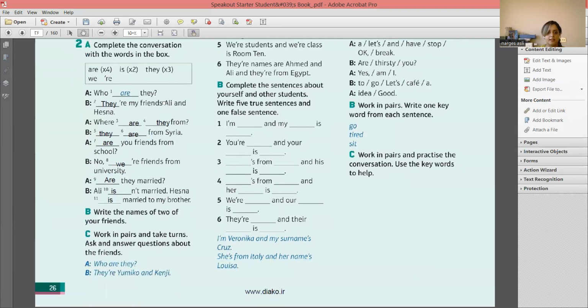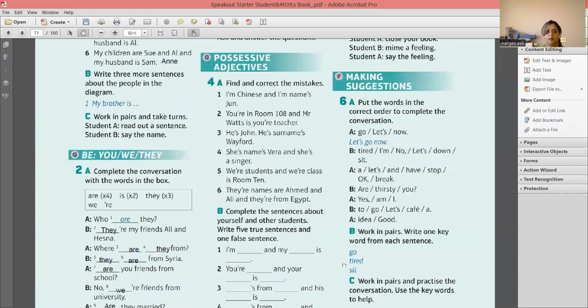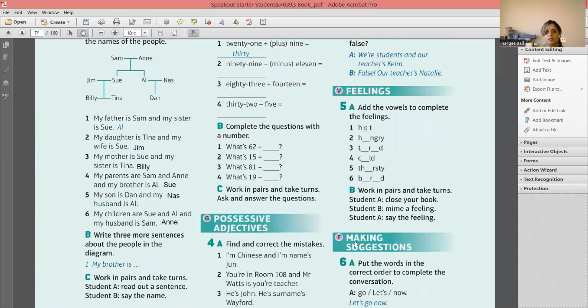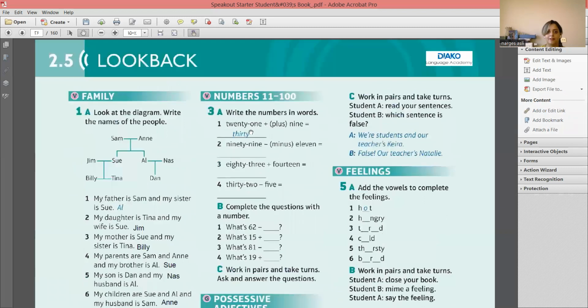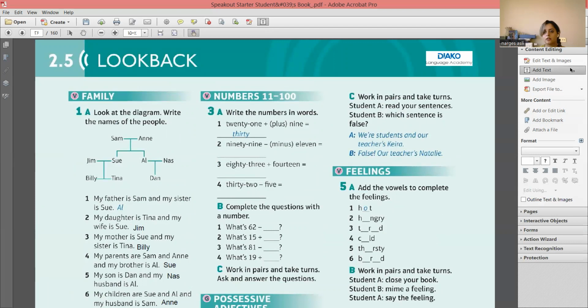Working in pairs, take turns. Ask and answer questions about the friends. Who are they? They are Yumiko and Kenji. For example, you can ask your friends or your family members. Who are they? They are Shima and Ahmad, and they are husband and wife. Their children are Ali and... I don't know any kind of name. اسپیکینگی بود دیگه. خیلی عملیات ریاضی داریم اینجا، بعد با همون نمبر ها سر کار داشته باشیم.